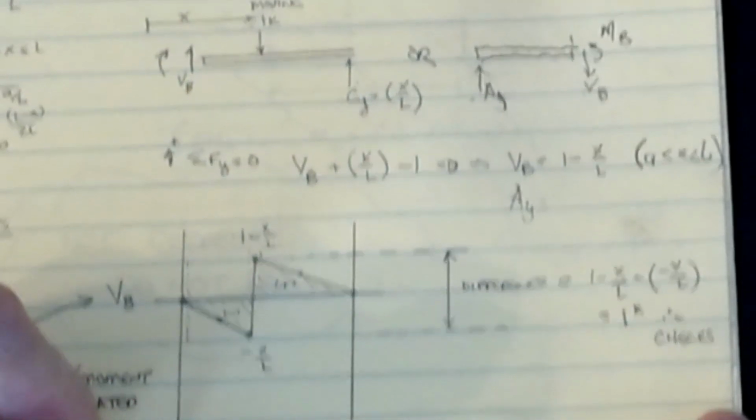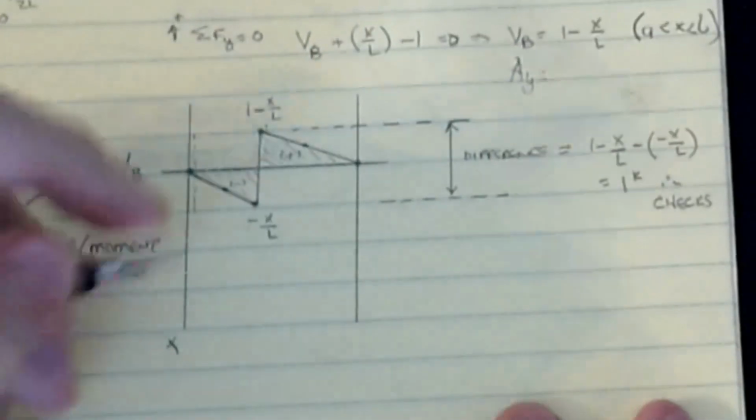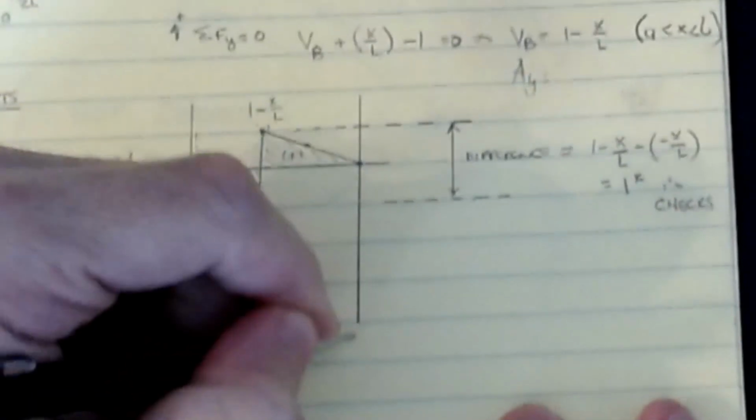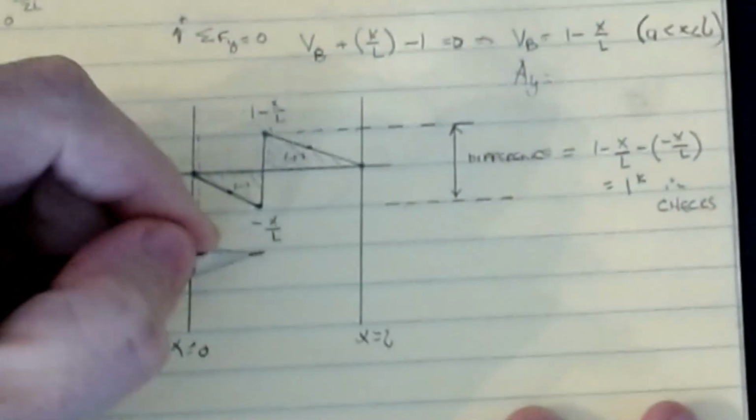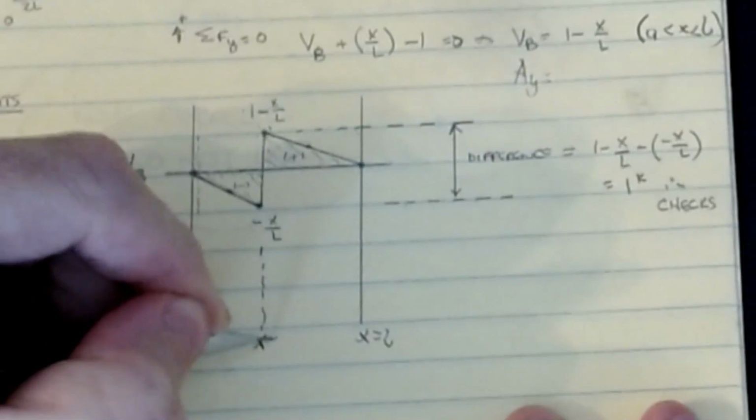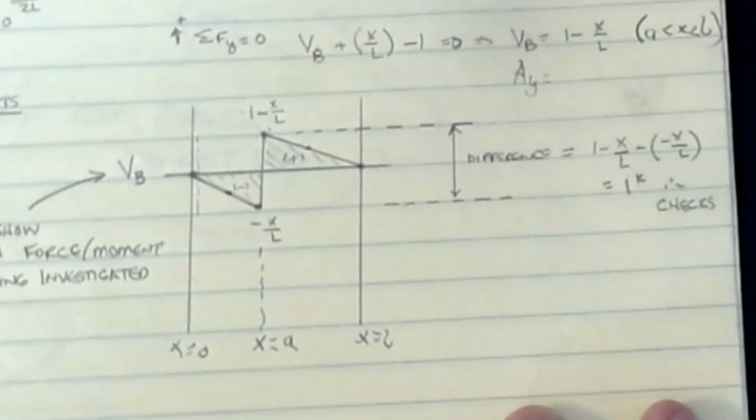Okay, because this was the location, let me light this up a little bit, of X equals 0. This is when X was equal to L. This line here is when X is equal to A. Okay, that was the way that plot was generated.